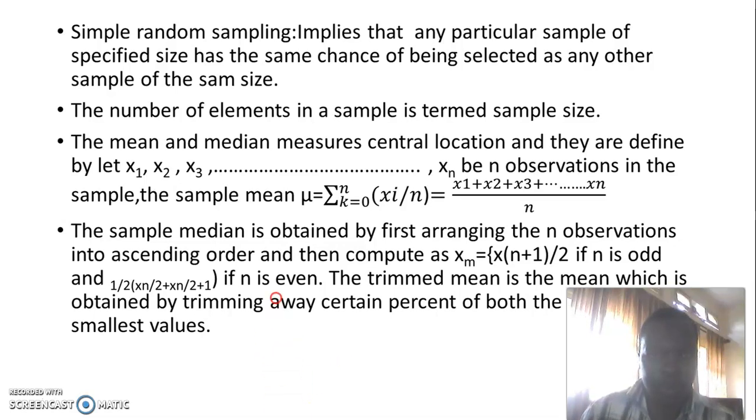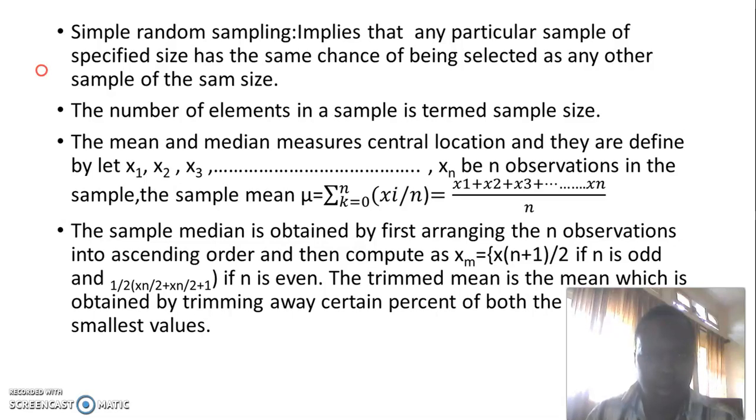So, simple random sampling implies that any particular sample of specified size should have the same chance of being selected as any other sample of the same size. And we need to understand also other terms. For example, the sample size, which is defined as the number of elements in a sample that has been selected.